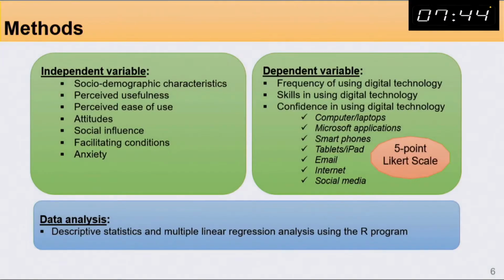So these are the dependent and independent variables. I would just like to highlight the dependent variables, that is frequency, skills, and confidence in using digital technology under several components or indicators like computer or laptops, Microsoft applications, smartphone, tablet or iPad, email, internet, and social media, which were assessed using a 5-point Likert scale. Data was analyzed using descriptive statistics and multiple linear regression to observe the association between dependent and independent variables using R program.